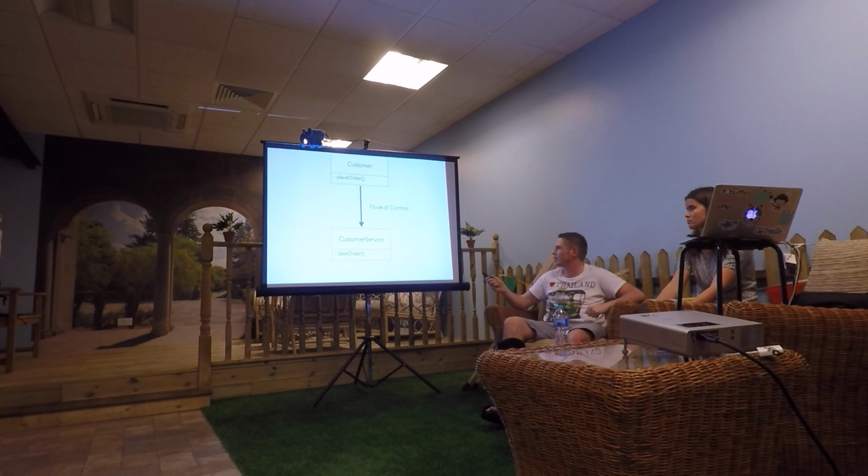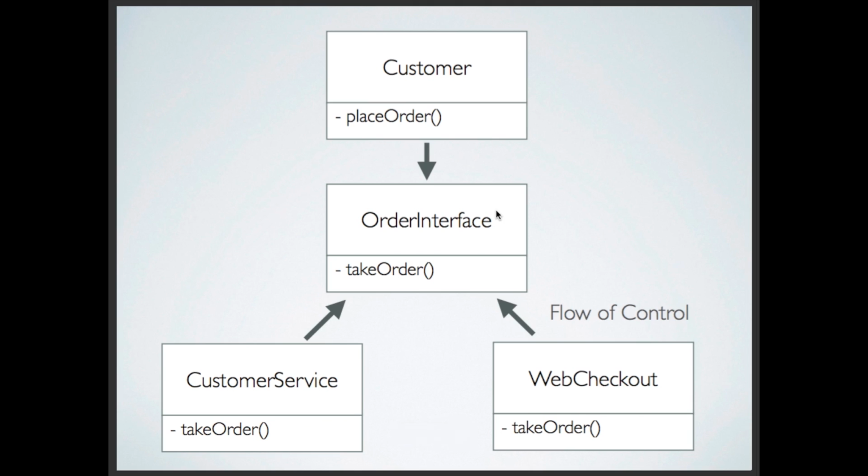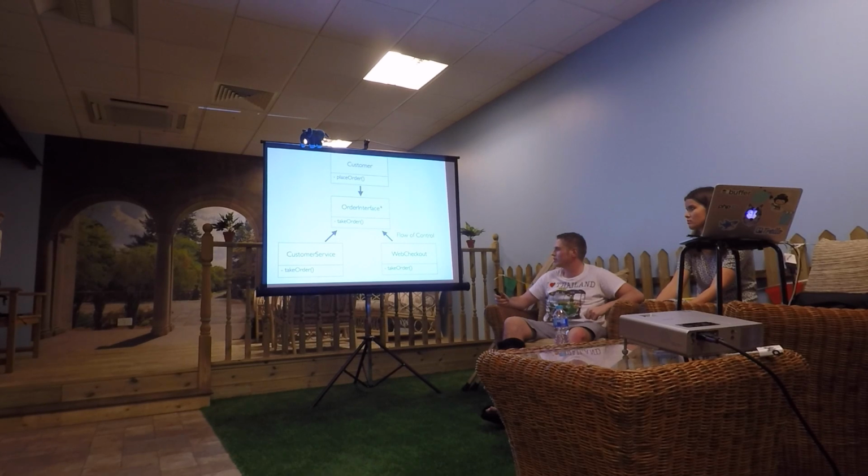So to invert dependency, you'd have an interface that sits between the two, an order interface, and then your controller can decide which implementation your customer uses, whether it be the web checkout or customer checkout, because he knows that it will have that take order method on it.